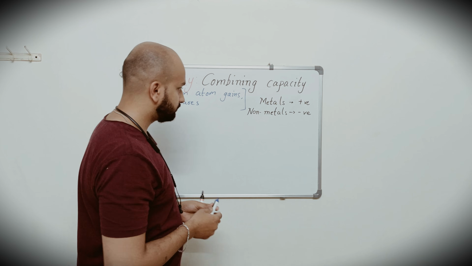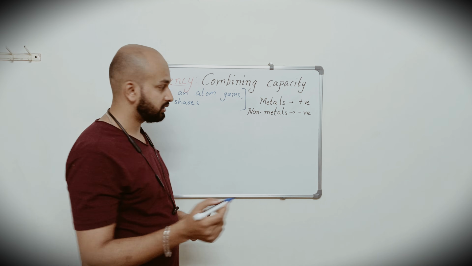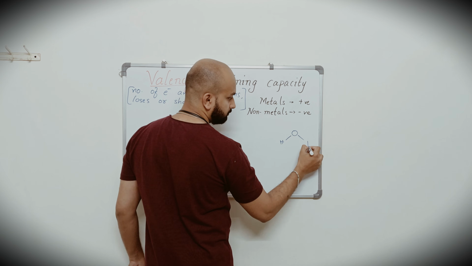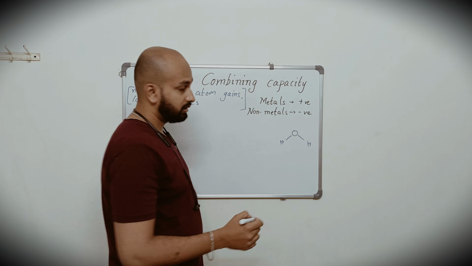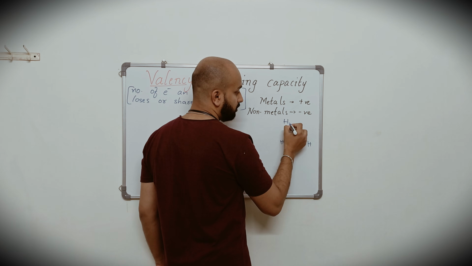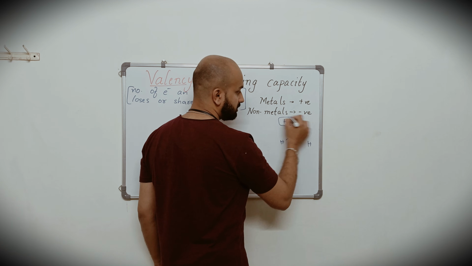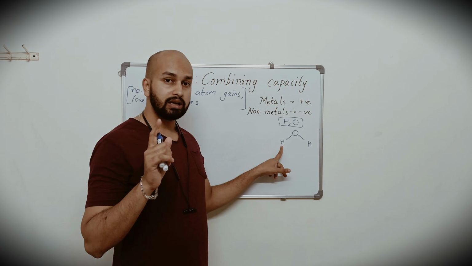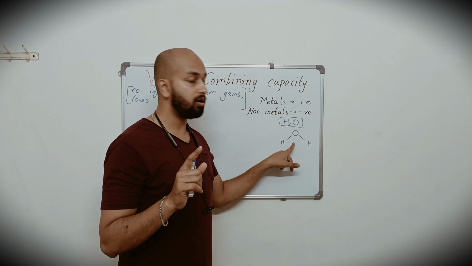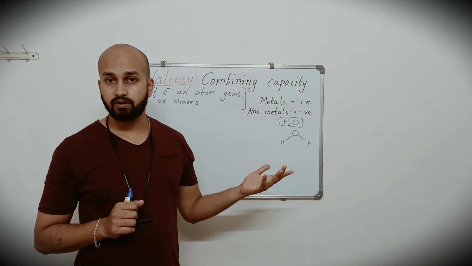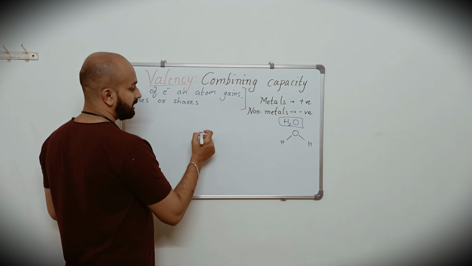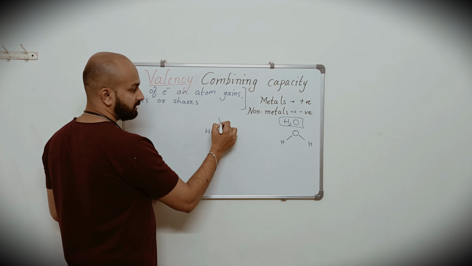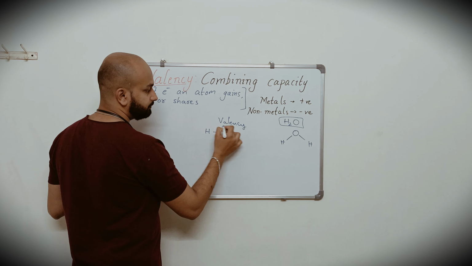For example, if you know the structure of the water molecule, it is somewhat like this. A water molecule is made up of two hydrogen atoms and one oxygen atom. Here, you can see that a single hydrogen atom is making one bond with oxygen. So what's the valency of hydrogen here? The valency of the hydrogen atom, represented as H, is 1.